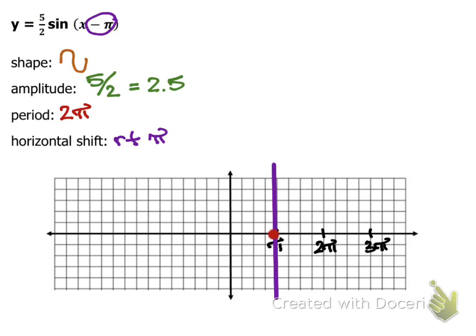Sine starts at 0, so that's the 0 of my new y-axis. We have a 0 at the end of our period, which is 2 pi away. We have a 0 halfway between. Halfway between is a maximum, so up 2.5. Halfway between is a minimum, so down 2.5. As long as you have the pattern, you're good.